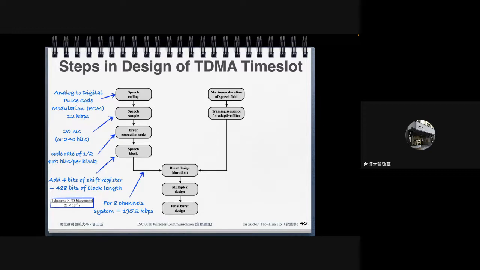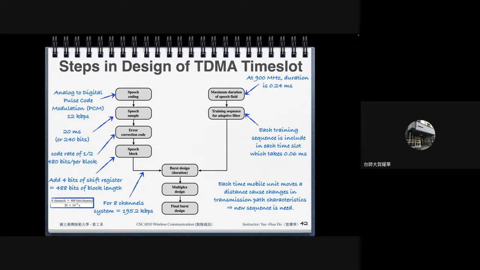Now that system is 195.2k bits. But you also need to consider the speech field of a frequency, a 900 megahertz duration of the speech field. Each training sequence is included in each time slot.